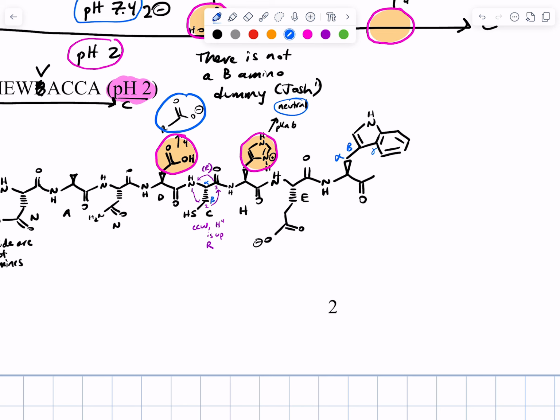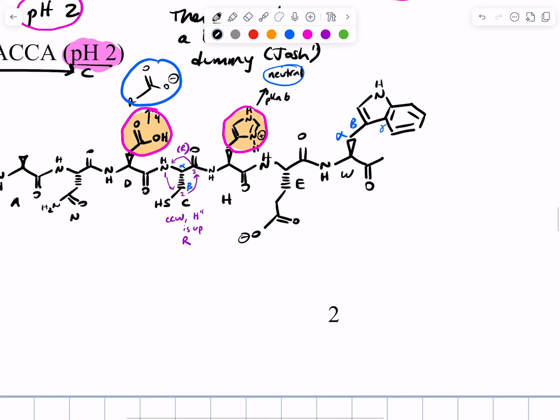That side chain is called an indole side chain. You're going to have to draw that one until you get it. I apparently still struggle, so what are you going to do?